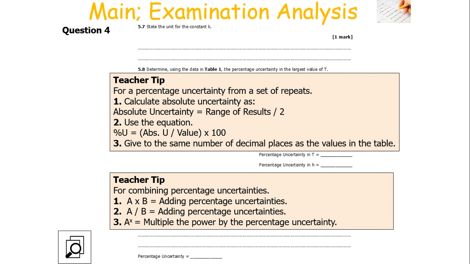So remember, for percentage uncertainties from a set of repeats, absolute uncertainty is the range of results divided by 2. Then you can use the equation percentage uncertainty equals absolute uncertainty over value times by 100, and you give the same number of decimal places as the values in the table. When you're combining percentage uncertainties, when it's a times b, you add the percentage uncertainties. When it's a divided by b, you add the percentage uncertainties. And when it's a to the power of x, you multiply that power x by the percentage uncertainty.